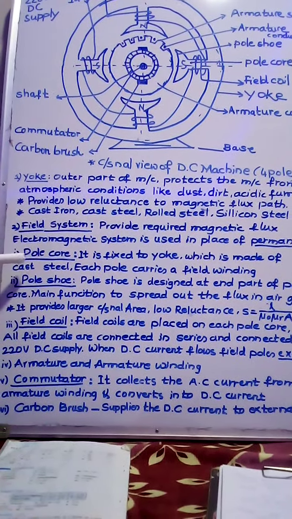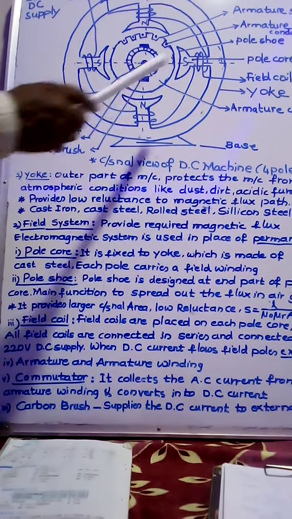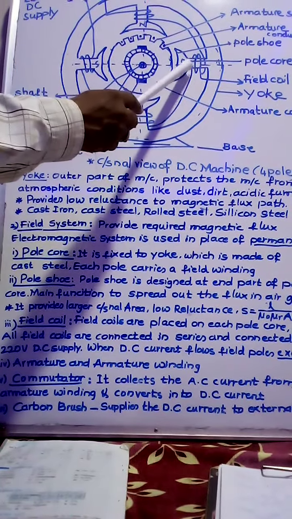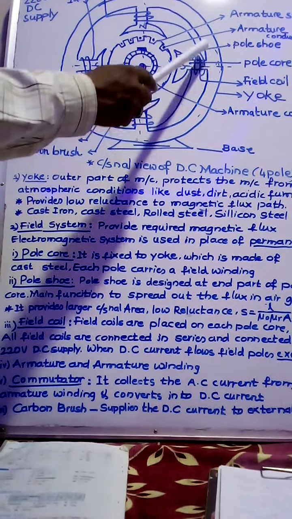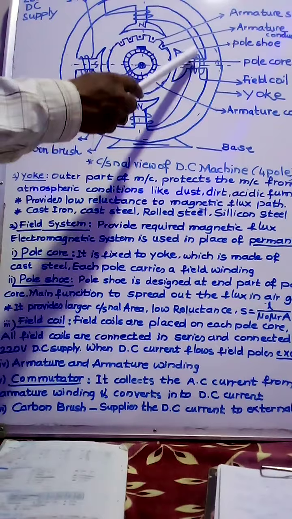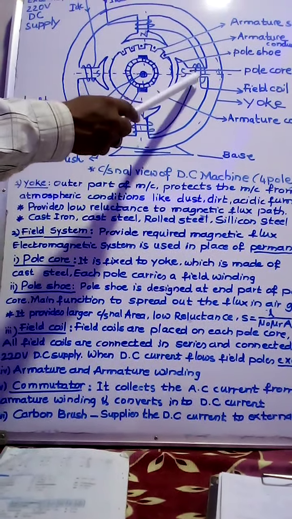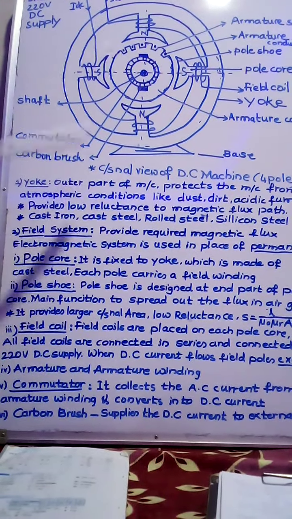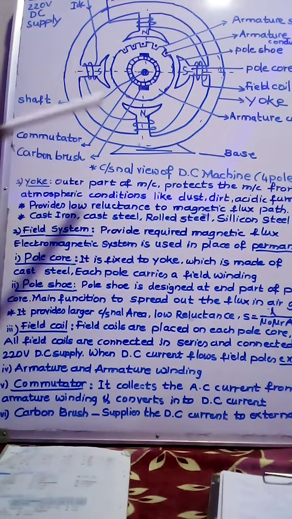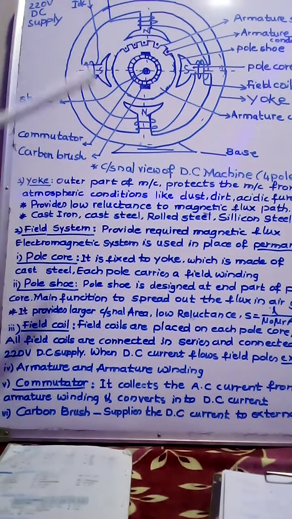Under that, first is the pole core. This is the pole core. It is fixed to the yoke. What is its main function? It has to carry the field coil. It is constructed from laminations.